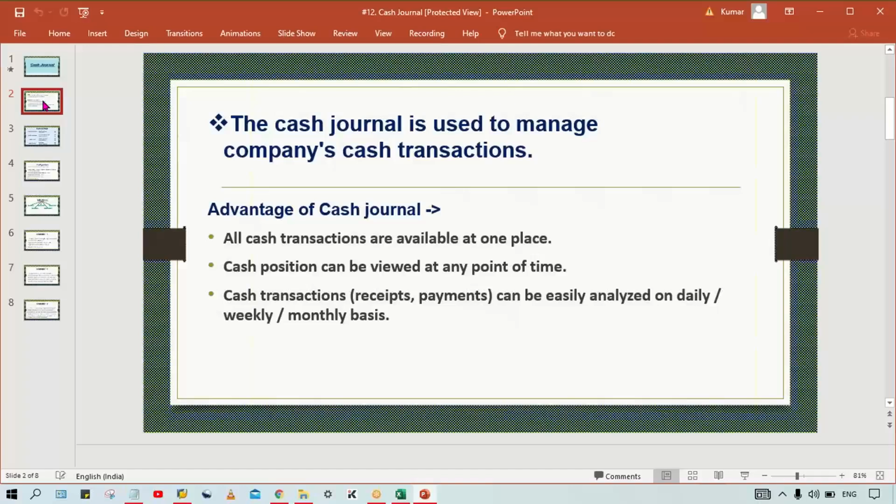Look at here, guys. Cash journal is used to manage companies' cash transactions. See, I'll tell you. First of all, if you talk about the companies, guys, whatever transactions are happening, those transactions are happening on credit basis. If I have to purchase something, what is happening, guys? Simply we are going to visit the market, compare certain goods or stuff, and then finally we are going to buy. If you're going to buy, you have to make payment immediately.